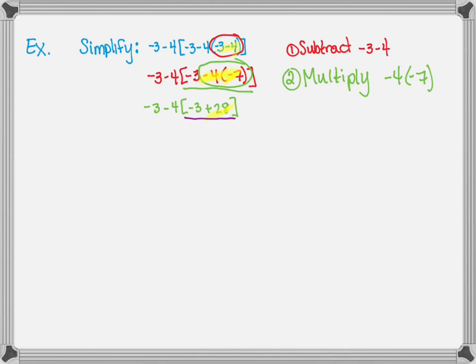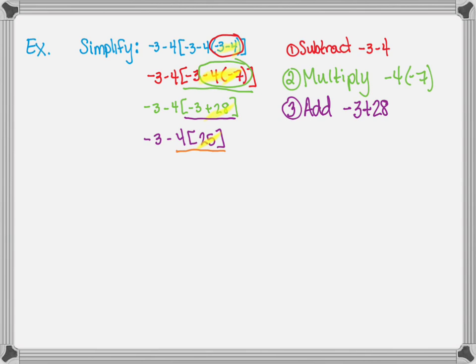Okay, so we're almost done evaluating everything inside the squared off brackets. So now we have addition left, and we will add -3 plus 28. So we have -3 minus 4, same as before. The -3 plus 28 gives us 25, and that's what's inside the squared off brackets. And we've completed all the operations inside the squared off brackets.